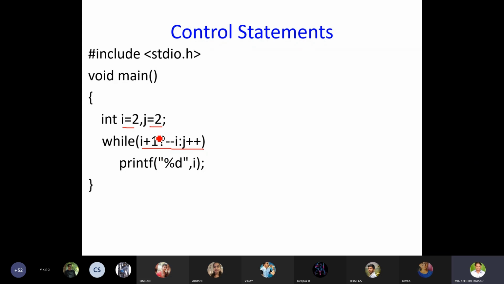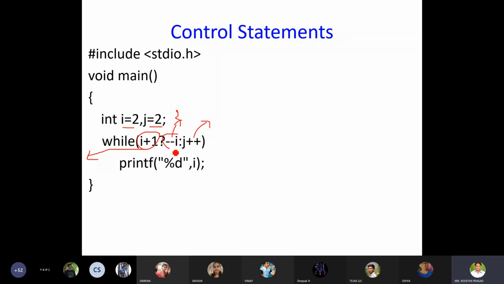So how does the conditional operator work? If the condition is true, the first expression is executed. This is expression 1, this is expression 2, this is expression 3, right? First, expression 1 is evaluated. i is 2, 2 plus 1 is how much? 3, sir. Is 3 true or false? True, sir. Only 0 is false; other than 0, all are true. So 3 is true, which means the second expression will be executed.